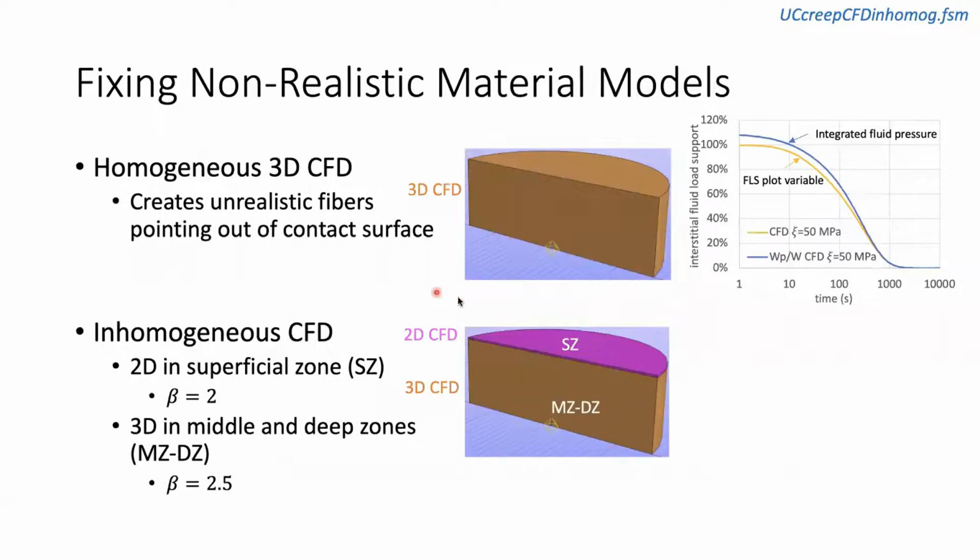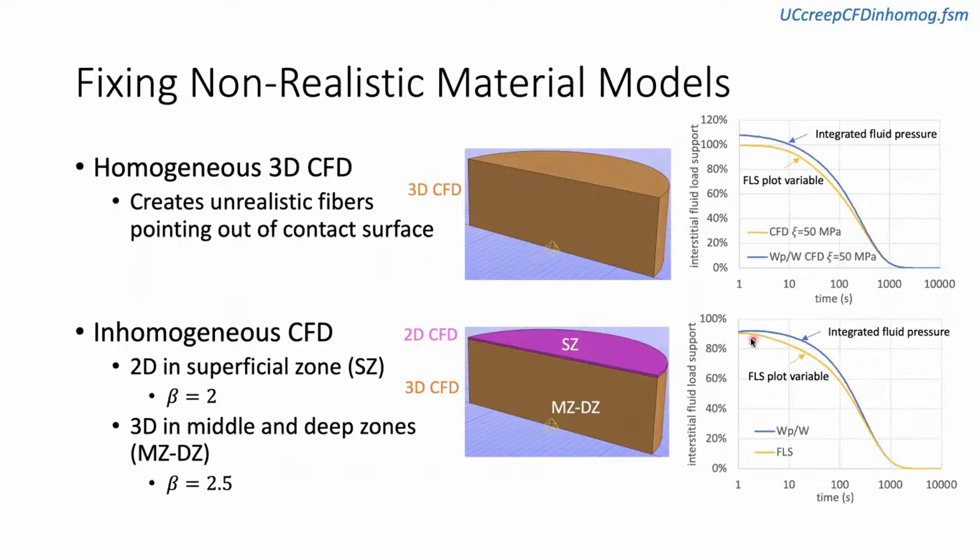The way you can deal with this is you can add on the superficial zone a two-dimensional continuous fiber distribution that doesn't have fibers that stick out. If you make it two-dimensional, you can pick the plane of the articular surface or the contact face to be the 2D distribution. So your fibers only lie within this plane. When you do this, you can actually make sure that your fluid load support never exceeds 100%, even the one that is not used in the calculation of the friction coefficient.